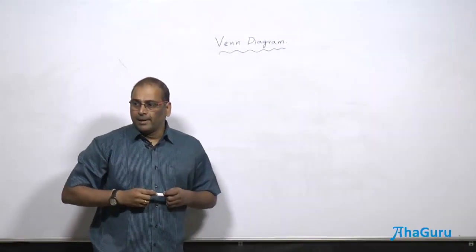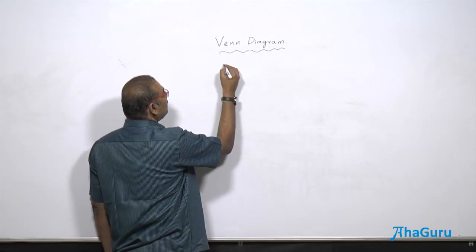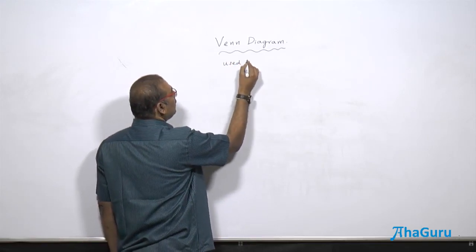So a Venn diagram is a diagram used to represent sets.